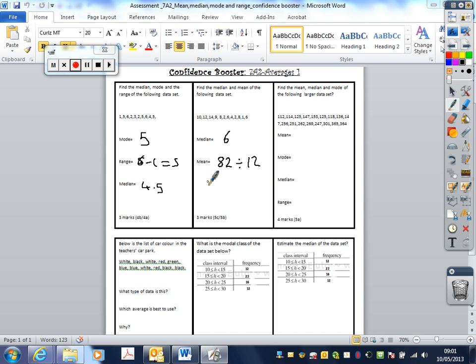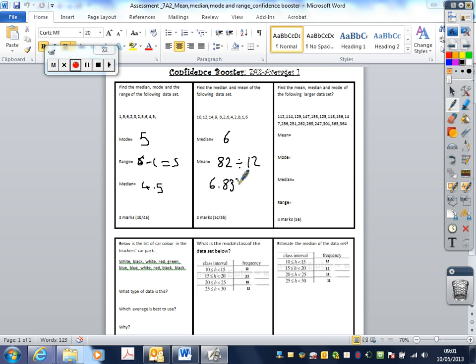Let's just check that on the calculator. 82 divided by 12 is 6.83 recurring. Yeah, that's how you should say it.